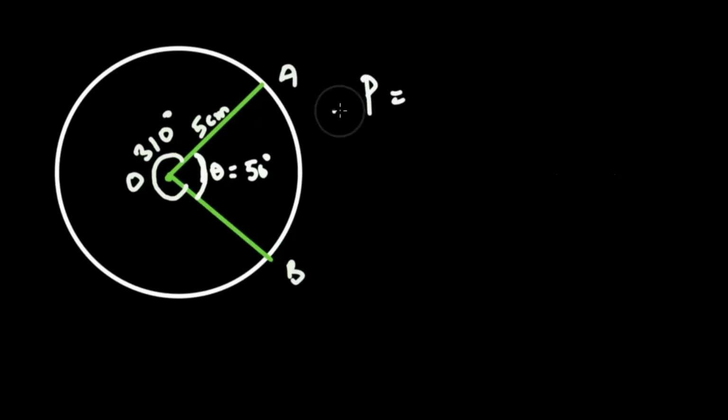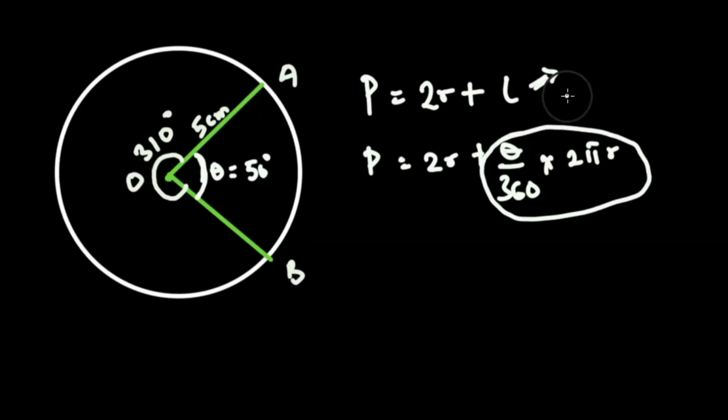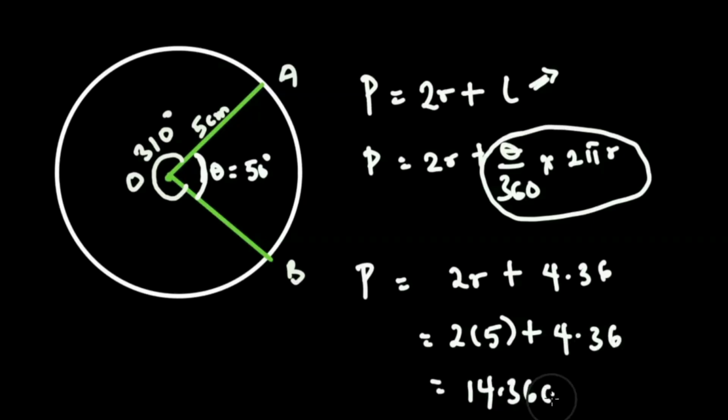Now, moving on to the perimeter of the sector. The perimeter of the sector is the sum of all the sides. So we have the radius plus the radius, which is 2r, plus the length of the arc, and that is 2r plus theta over 360 times 2 pi r. But we don't need to calculate this again. We've already gotten our length of arc. So your perimeter is equal to 2r plus, we got our length of arc to be 4.36. Simply substitute 2 multiplied by 5 plus 4.36, and our final answer is 14.36 centimeters.